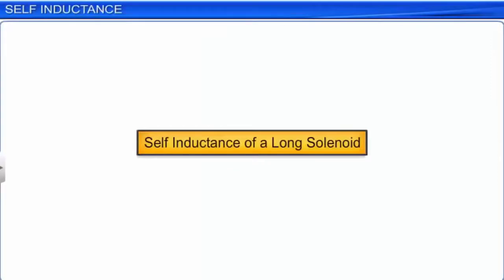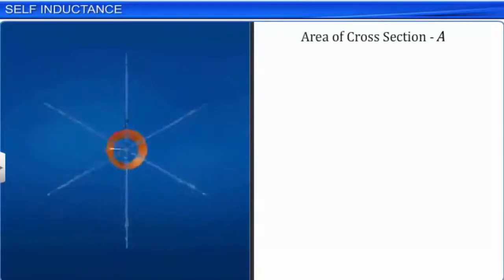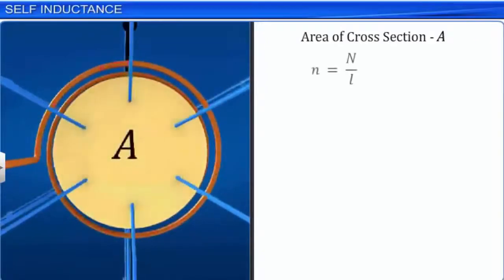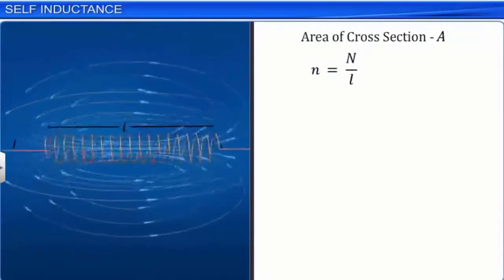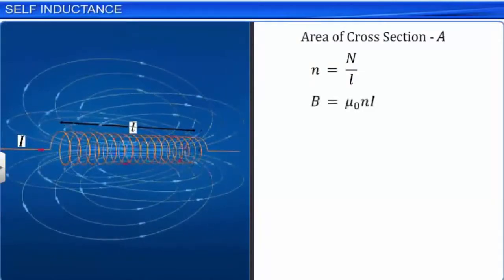Let us now calculate the self-inductance of a long solenoid. Let the length of the solenoid be l, the current through it be I, the number of turns be N, and its area of cross-section be A. Let the number of turns per unit length of the solenoid be n, which is equal to N by l. The magnetic field induced in the solenoid due to the current I is B equals mu naught n I. Let this be equation 7.